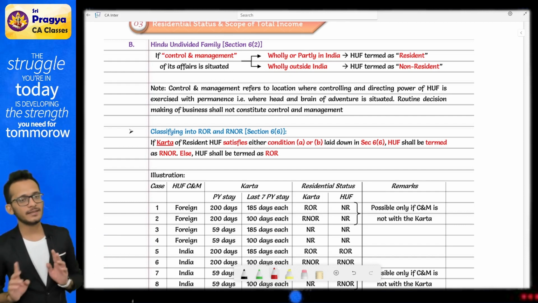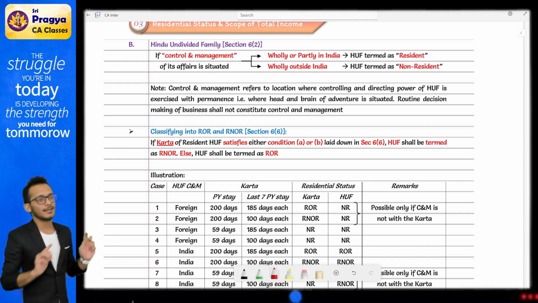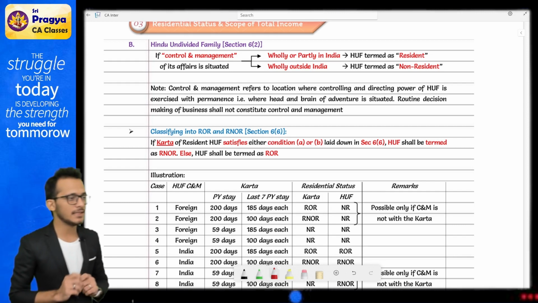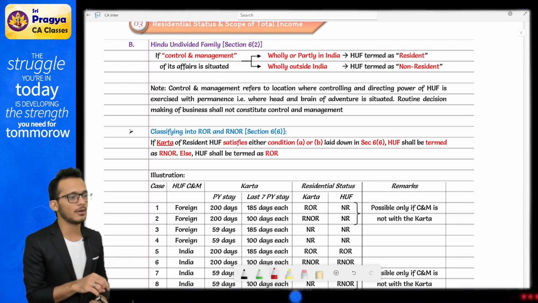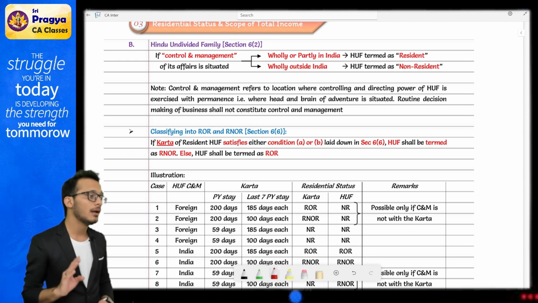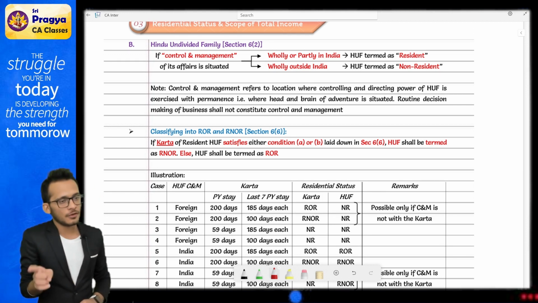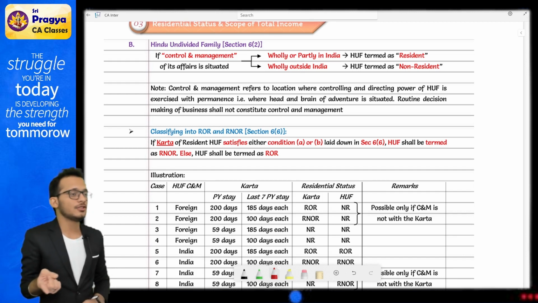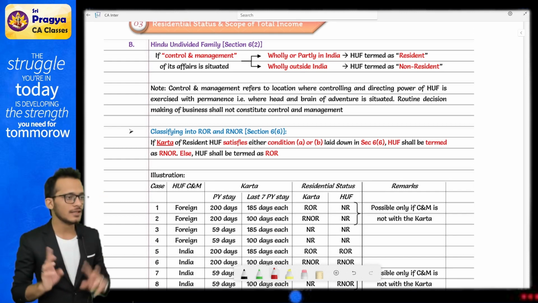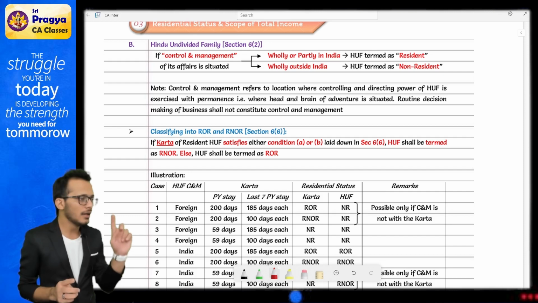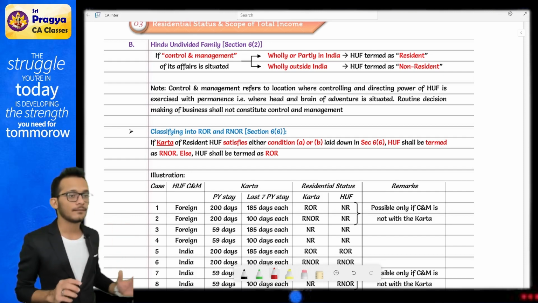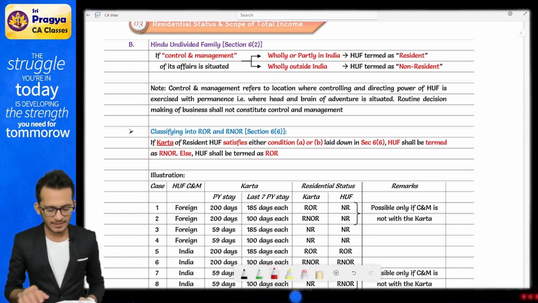But at the same time, please understand, if they are identified as resident, there is never a possibility that the Karta will be RNOR but the HUF will be ROR. Not possible, because if the Karta is ROR, the HUF is also ROR. If the Karta is RNOR, the HUF is also RNOR. That is how the rule is. Residency cannot change within this, but resident and non-resident can change. Let's see what I am talking about.